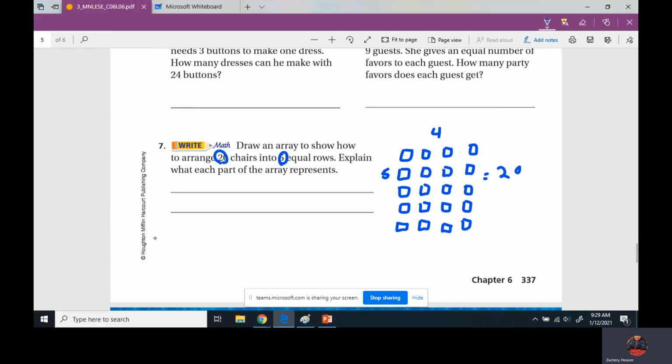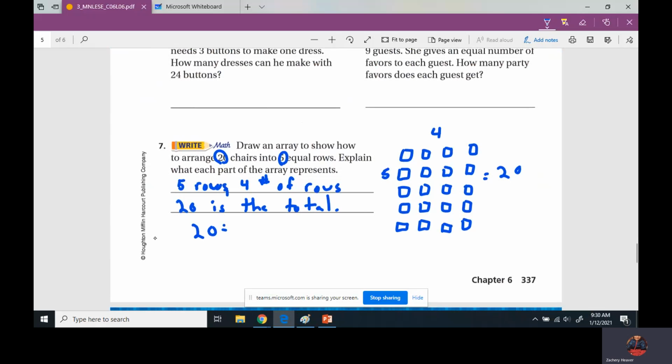Explain what each part of the array represents. 5 means the rows. 4 is the number in each row. And 20 is the total. So 5 rows, 4 in each row, and 20 is the total.